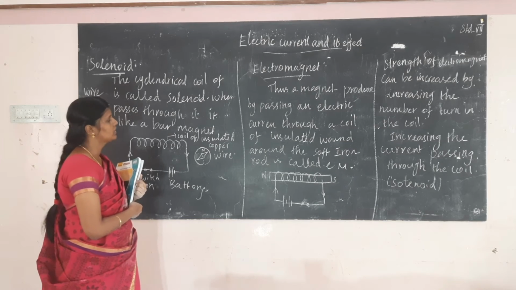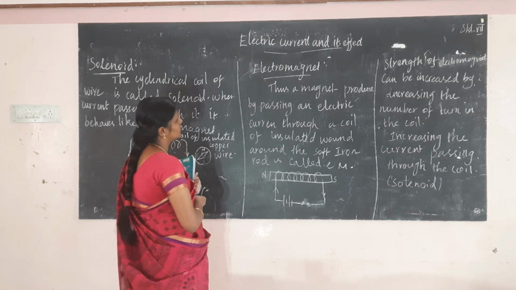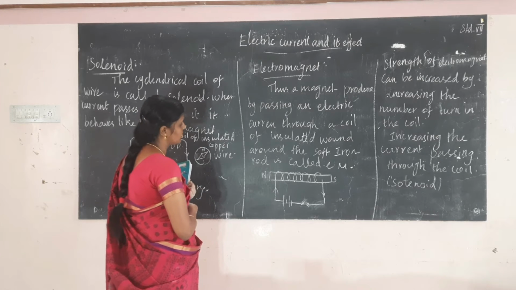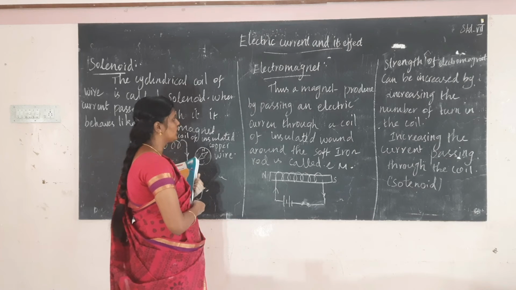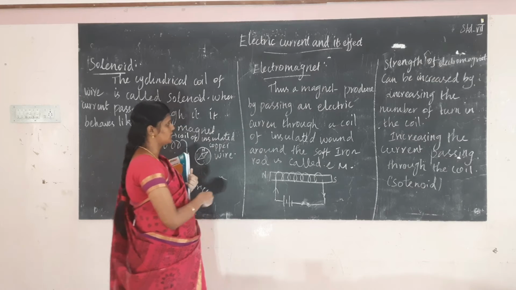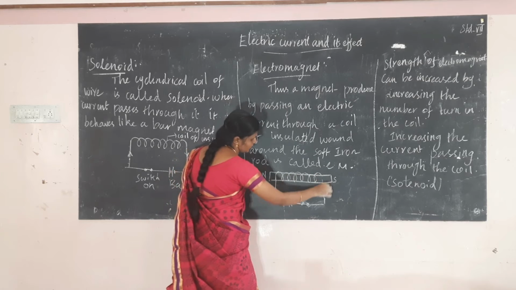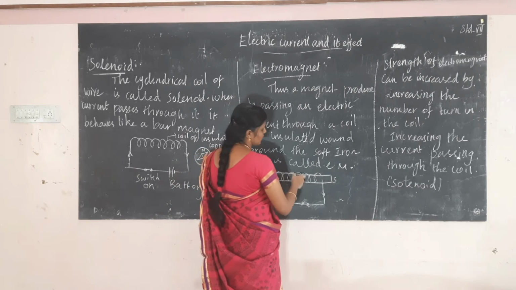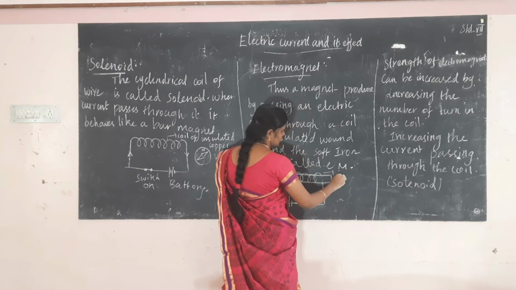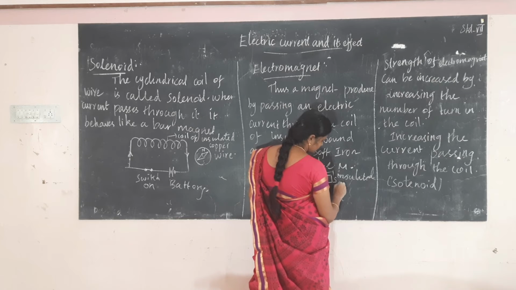Okay. And next, what is an electromagnet? The electromagnet is produced by passing an electric current through a coil of insulated wire wound around a soft iron rod, and it is called an electromagnet. Thus a magnet produced by passing an electric current through a coil of insulated wire wound around a soft iron bar. They have taken a soft iron bar, and the insulated copper wire is wound around it.